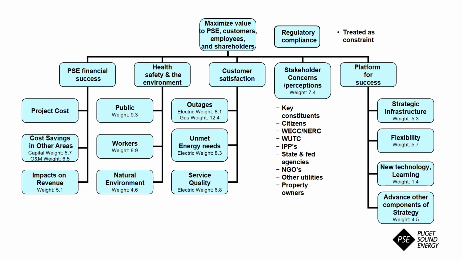Now, let's dive into the details of the project net present value calculation a little more. This graphic shows the benefits and costs that are considered for each project. Many of these are difficult to quantify, so PSE uses multi-attribute utility theory to convert non-financial benefits into financial ones using a relative weighting process that is built into the IDOT tool.